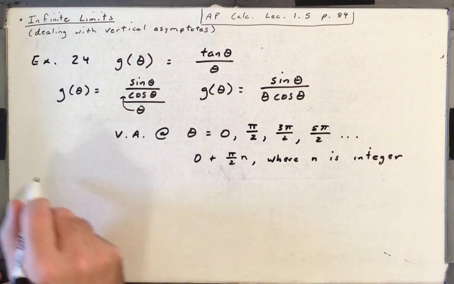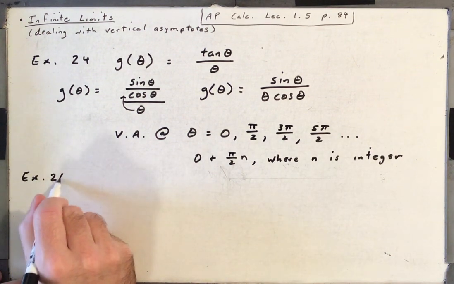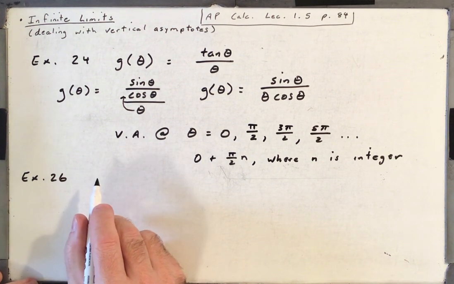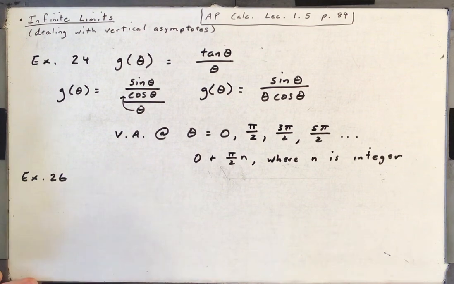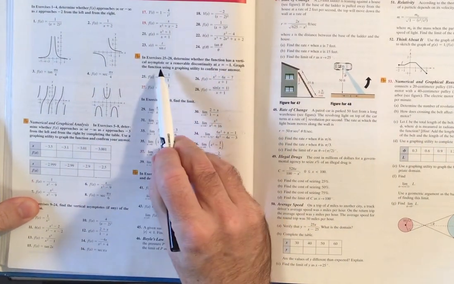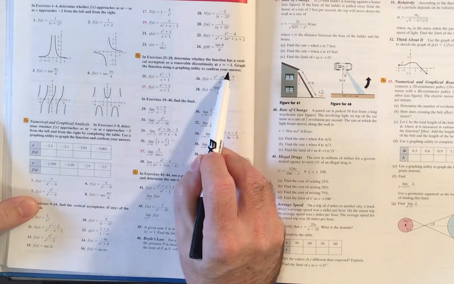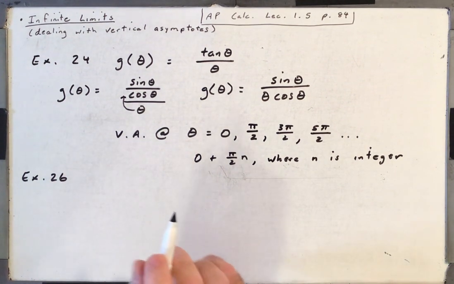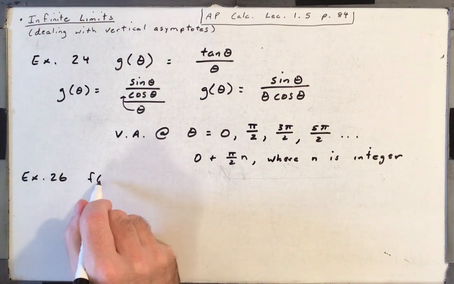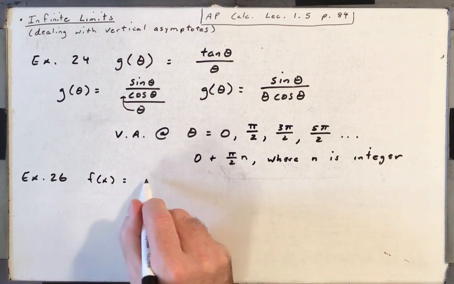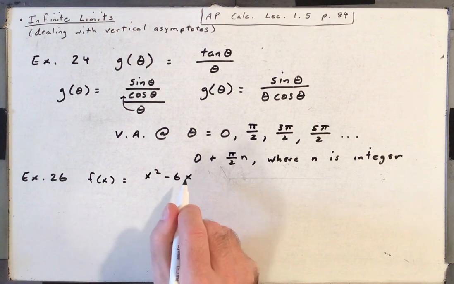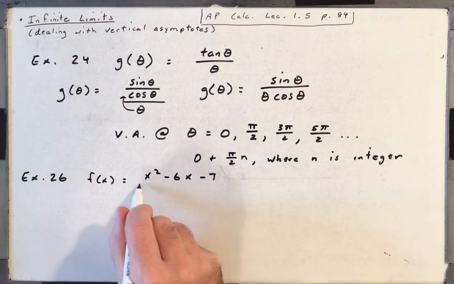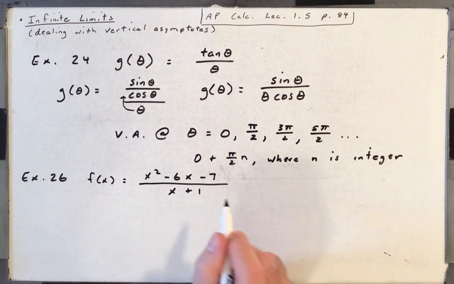Okay, let's look at 26. There we have, let's see, just reading the instructions, it says, determine whether the function has a vertical asymptote or a removable discontinuity at x equals -1. Okay, I'll show you how to do that because it's not always a vertical asymptote. So in this case, we have f of x is equal to x squared minus 6x minus 7 over x plus 1.